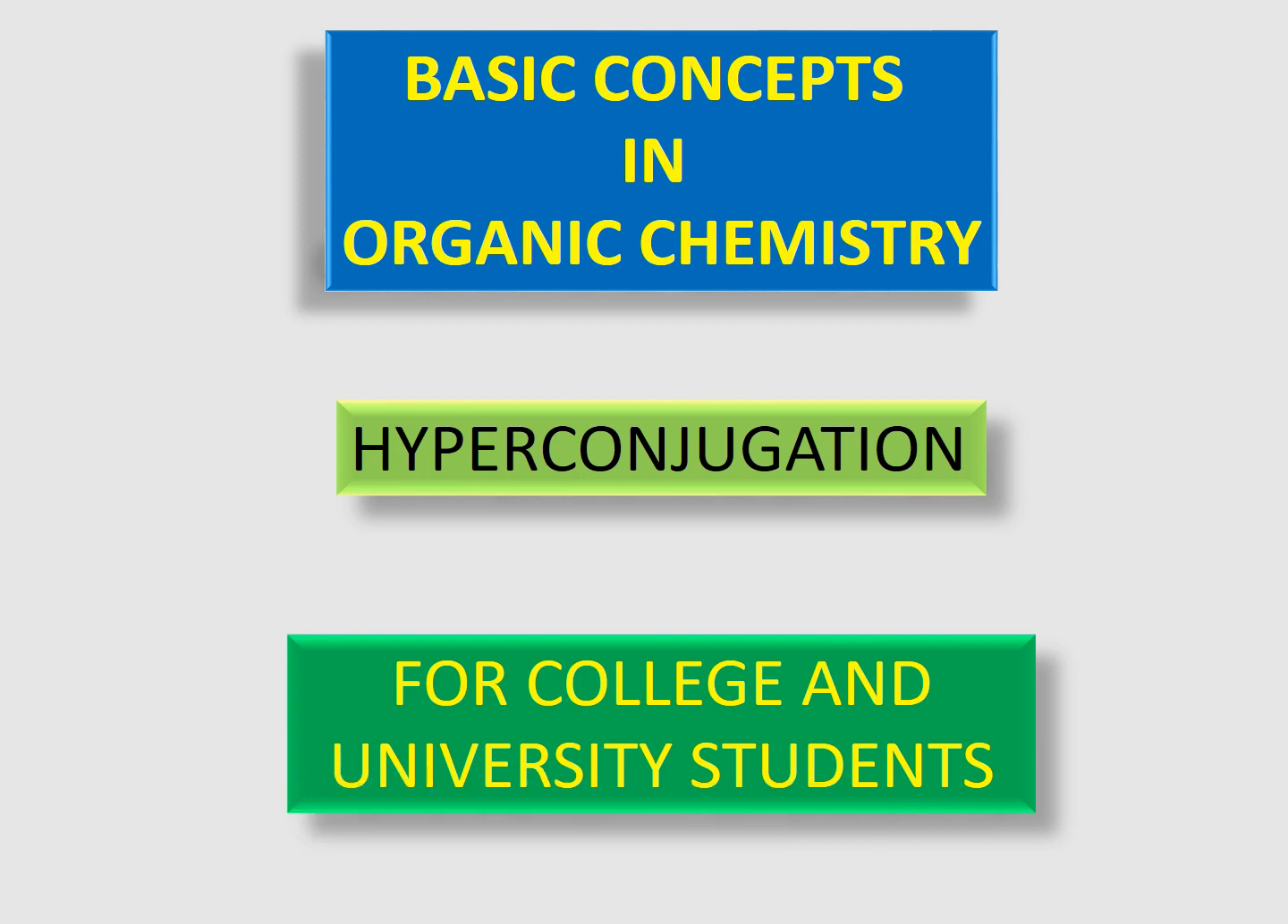You know that sigma electrons are usually considered to be localized between two atoms, but this is just an approximation. In fact, sigma electrons could also be involved in conjugation. And the concept of the involvement of sigma electrons in conjugation is known as hyperconjugation. So let's discuss what hyperconjugation is all about.